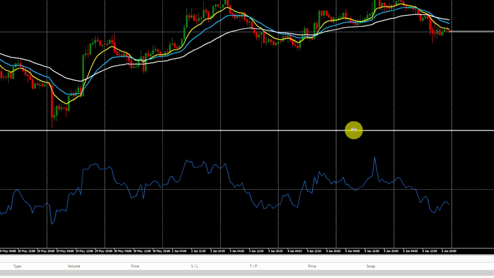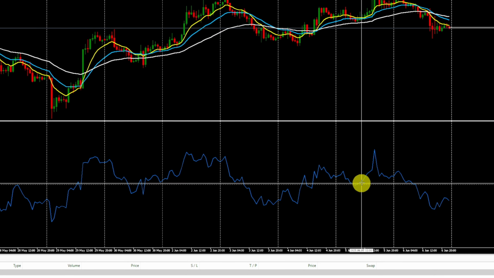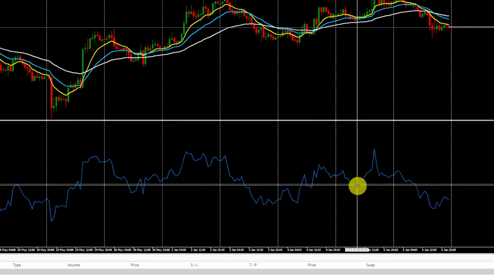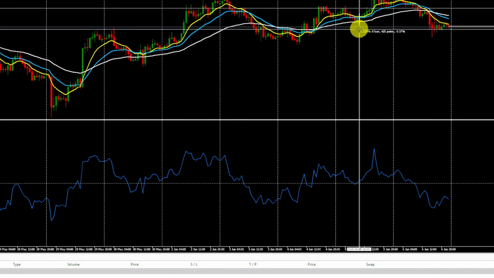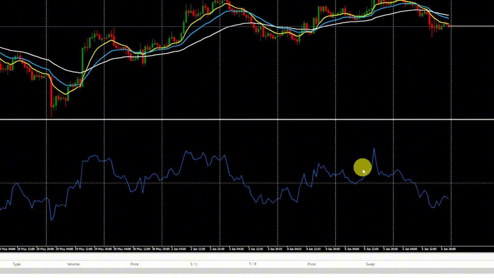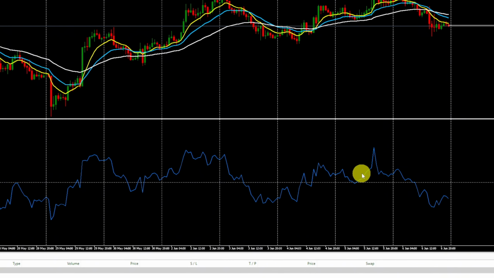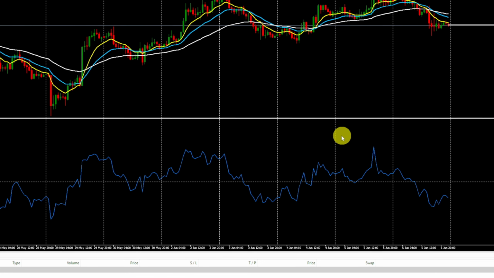Now, in this particular case, I'm not sure if that line actually did cross it. Yeah, it actually did cross right here, and then crossed up again. So it pulled back to the 50 line and then crossed above. So we would have had an entry at this level. So around about the same place anyway as we would have been trading if we were using only the moving averages. So let's look at some more setups to see what we've got.